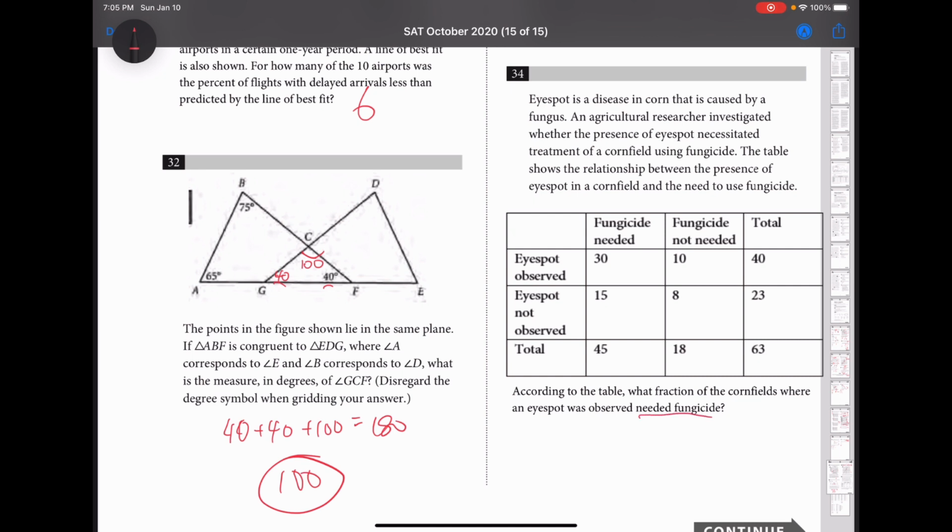So it says what fraction of the cornfields where eye spot was observed. How many eye spot observations were there? There were 40 total. And they said where eye spot needed fungicide, so that'd be 30. So that's 30 over 40, which is 3 over 4 for number 34.